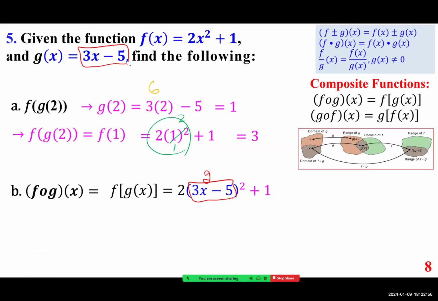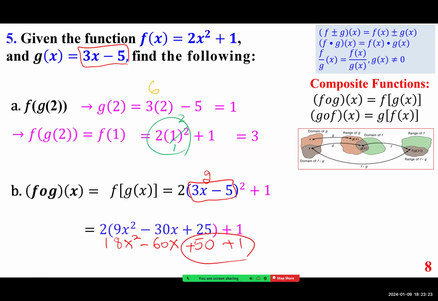Now, we are going to raise this to the second power. This is 9x squared, then 2 times 3 times 5 makes it 30, so minus 30x, and then plus 25. We distribute the 2, we get 18x squared minus 60x plus 50. All we have to do is add these two pieces, and we are done.